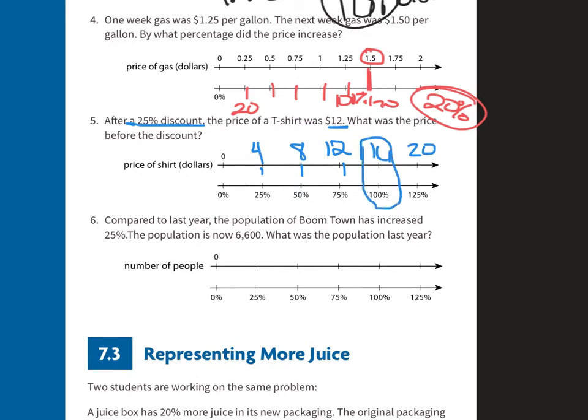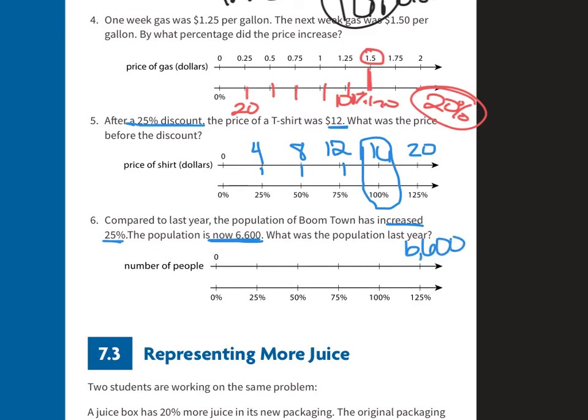And number 6. Compared to last year, the population of Boomtown had increased 25%. The population is now 6,600. So this is the new, it's not the original. So the original, or the old, always goes at 100. So we need to figure out what that is. So the population increased by 25%. So we're going to go 100 plus 25%. And 125%, we're going to put 6,600.